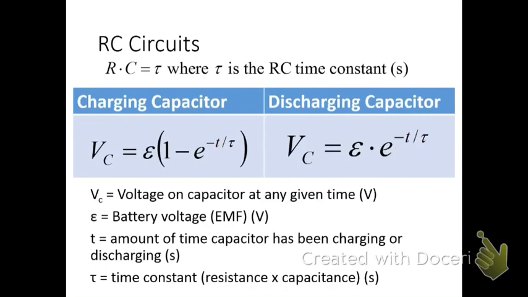Now, epsilon here is the battery voltage or the initial voltage of the capacitor. If it's discharging, it's the initial voltage. If it's charging, it's the voltage the capacitor is trying to achieve. And V sub C is the voltage on the capacitor at any given time. A lot of people mixed up V sub C and epsilon, so make sure you know which is which before the exam.